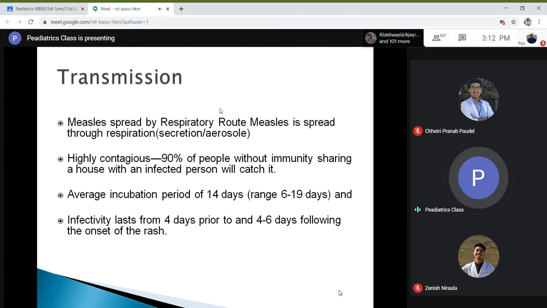Incubation, and after that we'll have clinical manifestation. First, incubation. And the infectivity of this disease lasts 4 days prior to, and then 4 to 6 days following the onset of rashes. I will discuss how the rash will look. We haven't come to the clinical aspect of this disease.